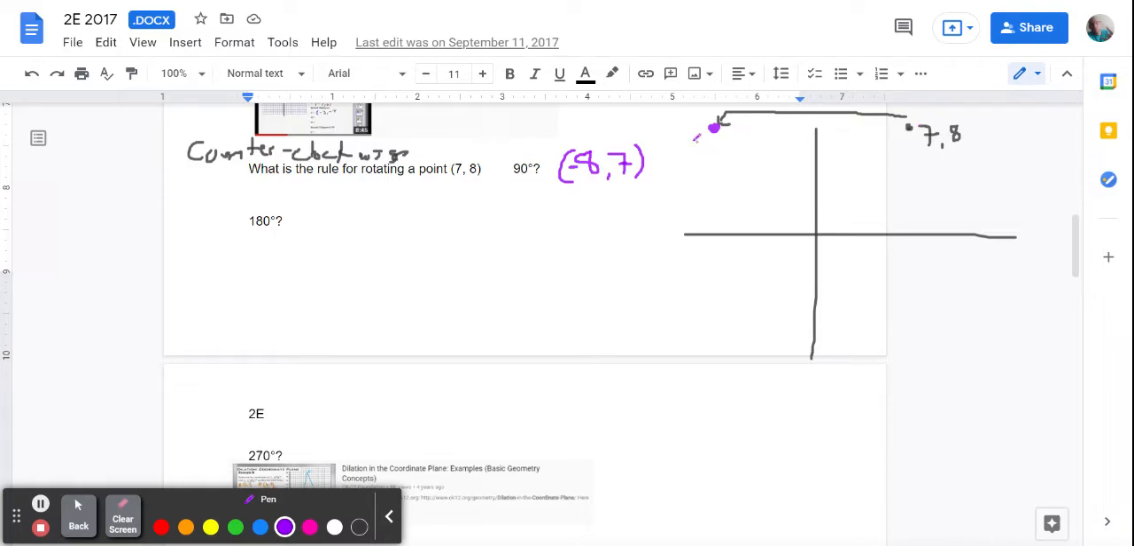So we go from 7, 8 here. When we rotate it, it goes to -8, 7.